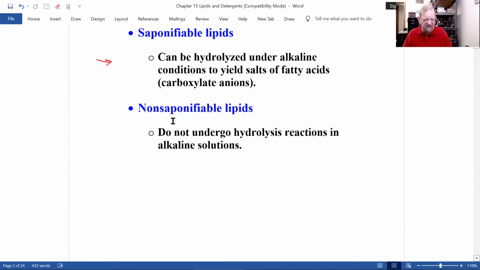Now, non-saponifiable lipids means a lipid that does not undergo base hydrolysis or hydrolysis reactions in alkaline conditions. Or you can say non-saponifiable lipids do not react with water and base, like sodium hydroxide, potassium hydroxide. So that's saponifiable lipids and non-saponifiable. Let's talk about saponifiable lipids. Don't forget, this stuff is on test 4, not test 3 next week.